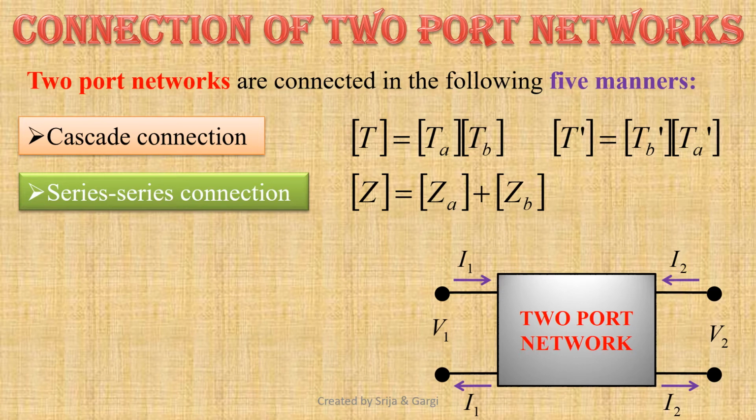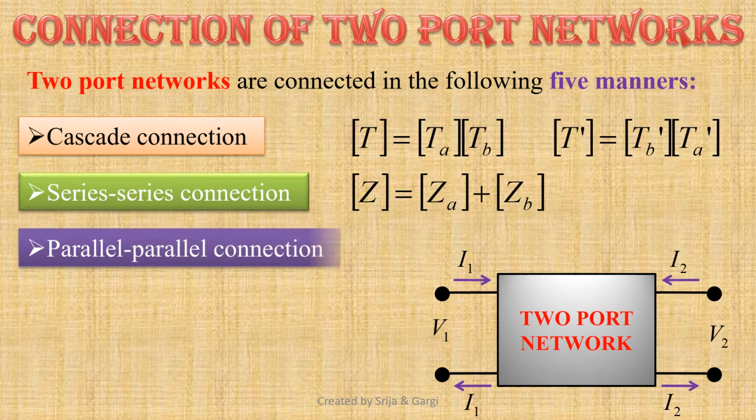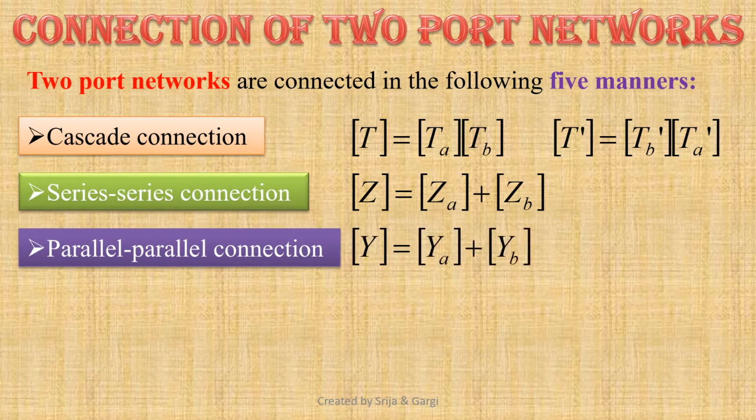When both input ports and output ports are connected in parallel, we call it parallel-parallel connection or simply parallel connection. The Y parameter matrix of parallel-parallel connected two-port networks is the sum of Y parameter matrices of each individual two-port network connected in parallel fashion.